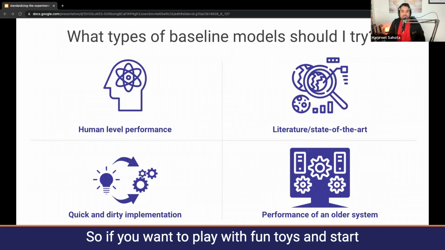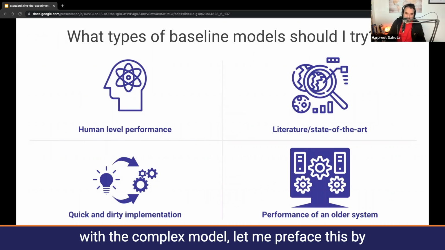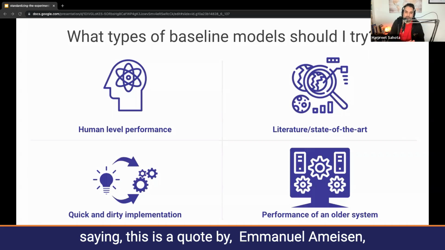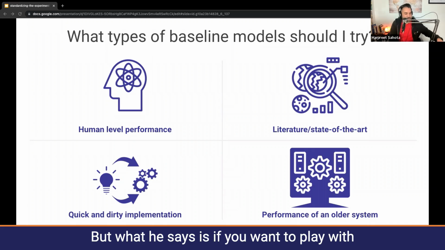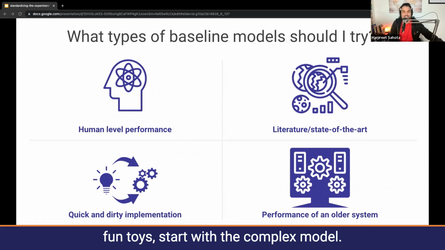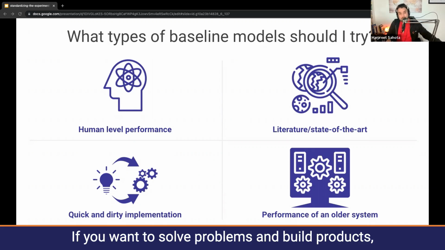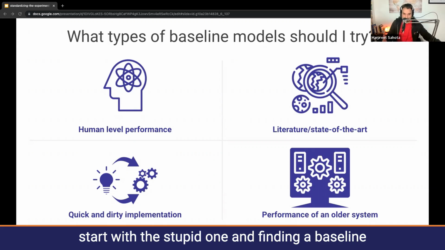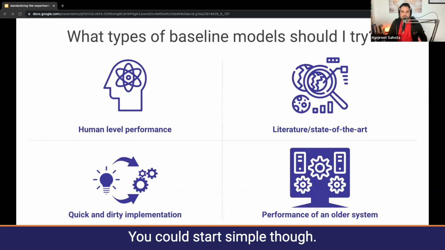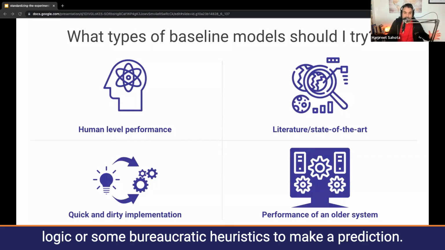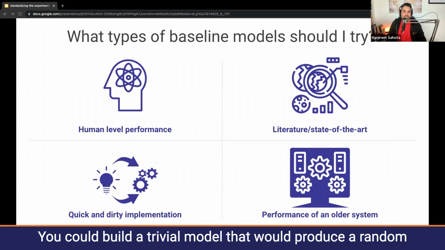Let me preface this with a quote by Emmanuel Ameisen, who's also written an amazing blog on baselines. What he says is, if you want to play with fun toys, start with the complex model. If you want to solve problems and build products, start with the stupid one. And finding a baseline really is as complicated as you would like it to be. You could start simple, though. For example, you could build a model that uses business logic or some bureaucratic heuristics to make a prediction. You could build a trivial model that would produce a random result.